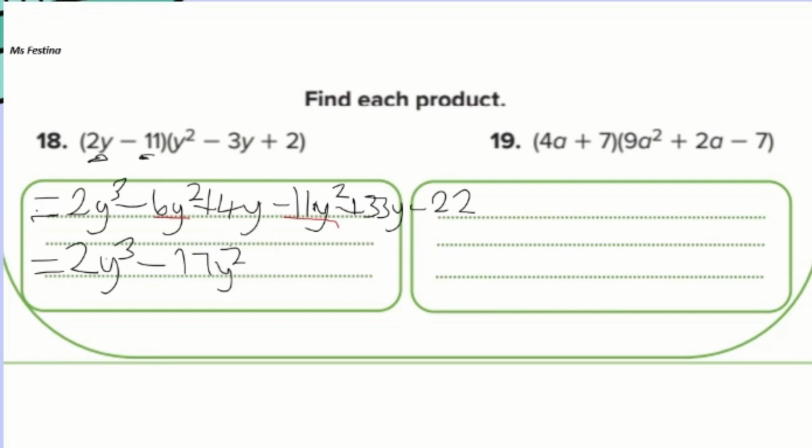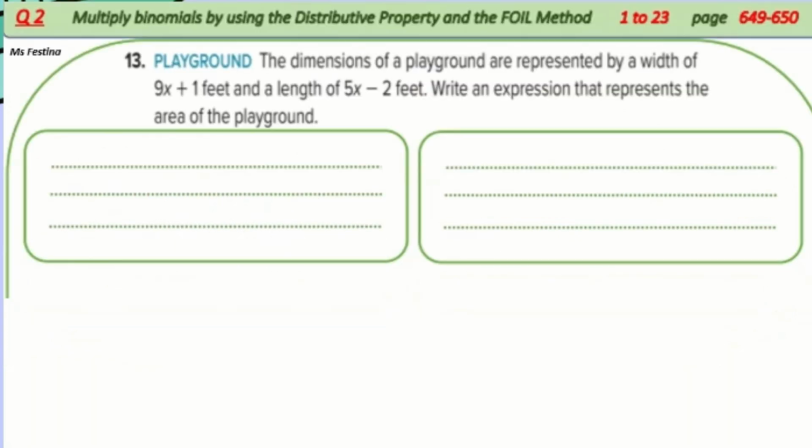And then you have positive 4y and positive 33y. They are both going to give you positive 37y, and then finally minus 22, because it has no matching term. And that's how you distribute in such a question. Let's move on to the next one.